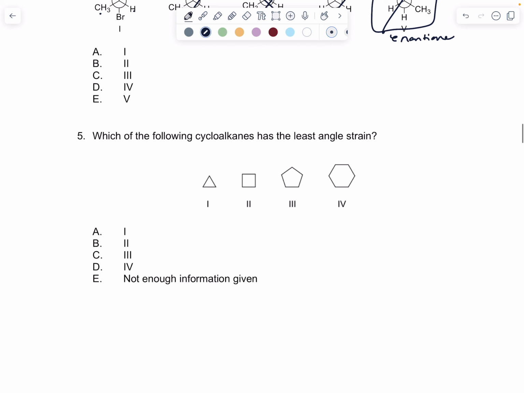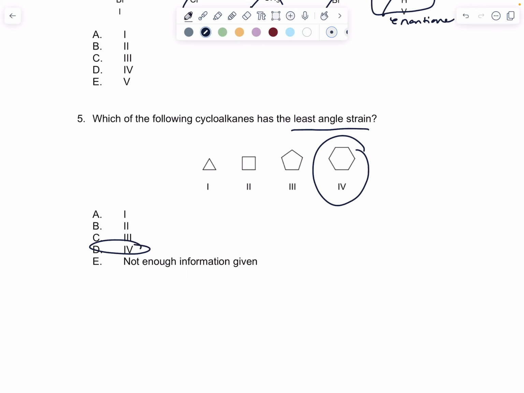Okay, which of the following has the least angle strain? So the closer we get to 109.5, the better. So the larger ring is going to have the least angle strain.